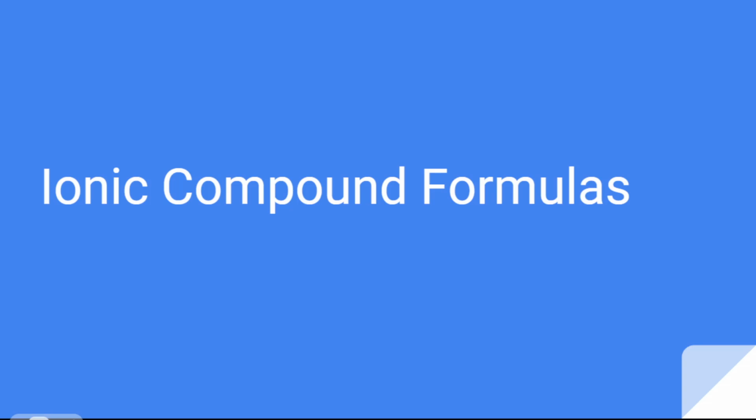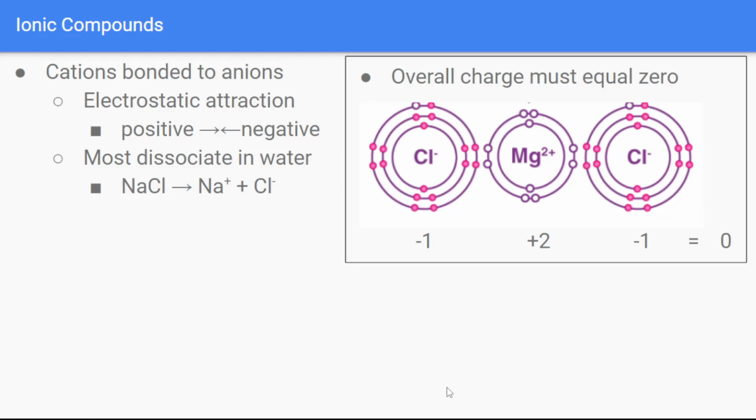In this video, we'll discuss how to write formulas for ionic compounds. Ionic compounds are chemical compounds that have cations bonded to anions. The bond is due to an electrostatic attraction. In other words, the positive charge of the cation attracts the negative charge of the anion.